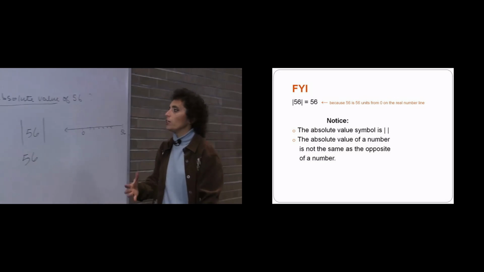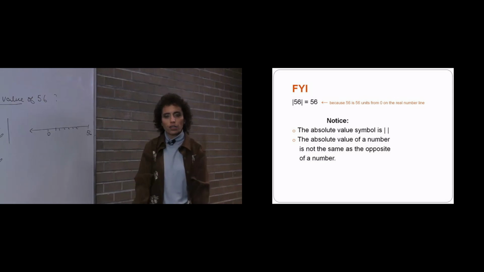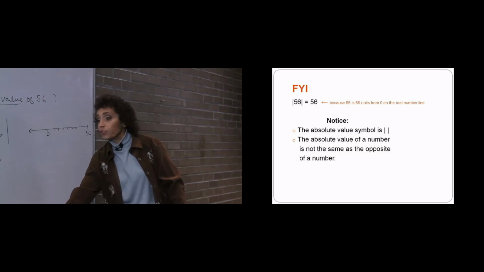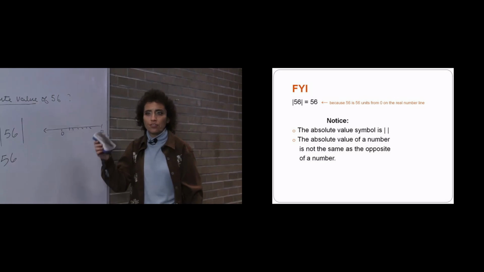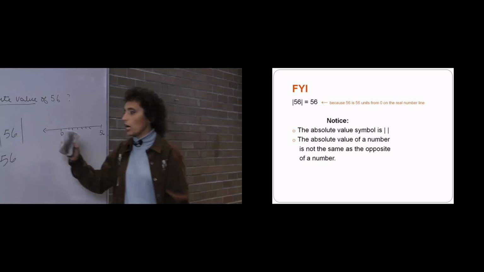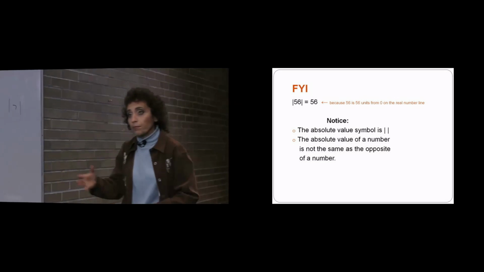So the absolute value of 56 is 56, because 56 is 56 units from 0. The absolute value of a number is not the same as the opposite of a number, okay? They're not the same thing. Let me show you why. All right, let's take a look at this.